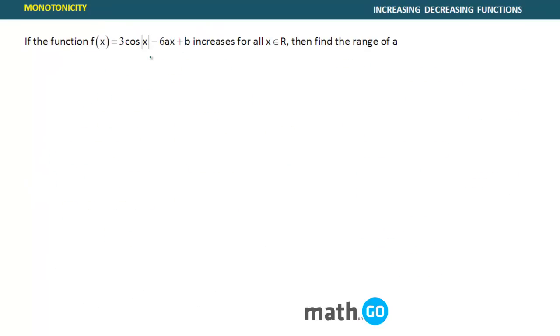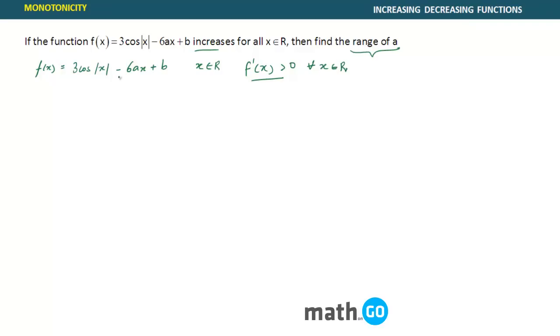Okay, so the next problem says that if the function is something like this, where f x is given to be 3 cos of mod x minus 6ax plus b, a is a parameter and b is also a parameter. This is given to increase for all x belonging to R. So for increasing, I can say that f dash x will be greater than 0 for all x belonging to R. This is what is given to you. Now you need to find the range of values that a can take. This is your target.